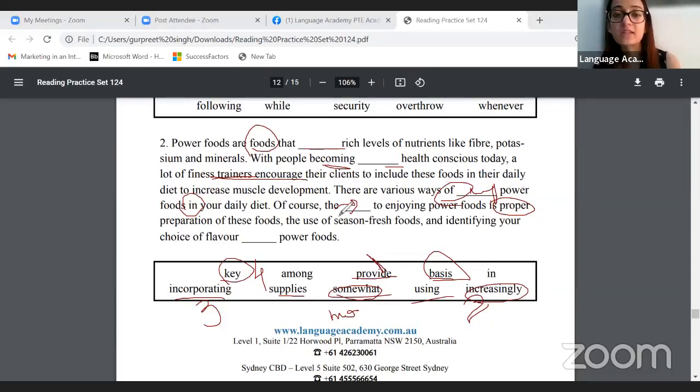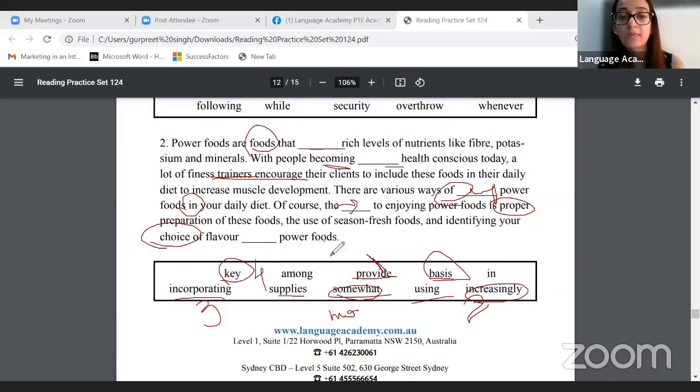So the key, meaning the way or method to enjoy the food, is proper preparation, the use of seasoned fresh foods, and identifying your choice of flavor among power foods. So you have to choose your flavor. That means you have a lot of options. That is why you have to choose.